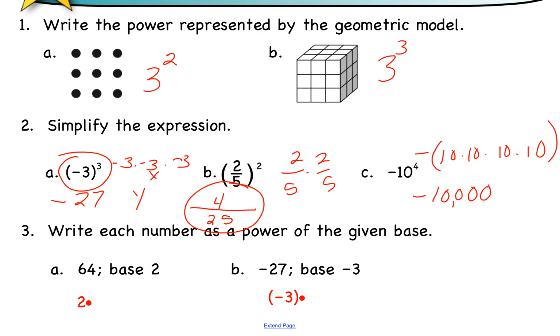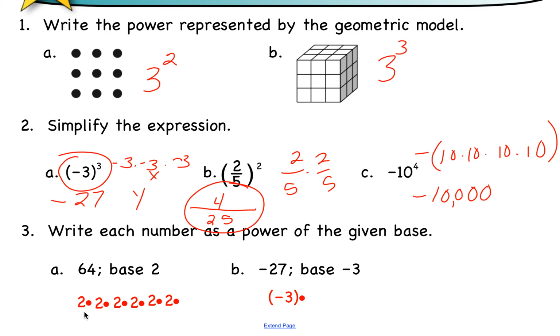Write each number as a power of the given base. Okay, so I want to write the number 64 with base 2, 2 to some exponent. Well, 2 times 2 is 4, right? And 4 times 2 is 8. And 8 times 2 is 16. 16 times 2 is 32. We're getting there. 32 times 2 is 64.